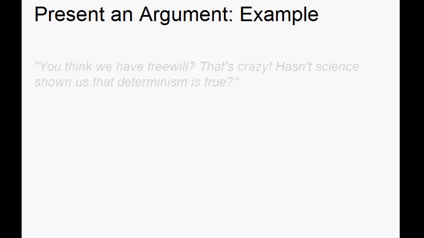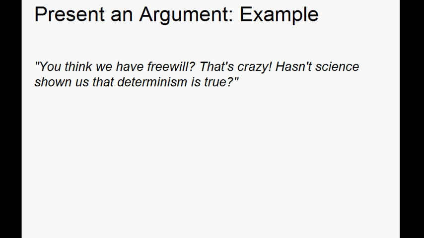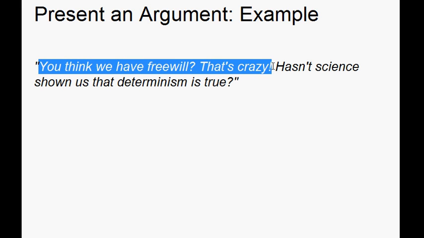Suppose you get the following passage. Someone says to you, "You think you have free will? That's crazy. Hasn't science shown us that determinism is true?" Well, this person doesn't actually come right out and say what their conclusion is, at least what I think their conclusion is. I think by saying that's crazy, what they mean to indicate is that they're trying to argue that we don't have free will.